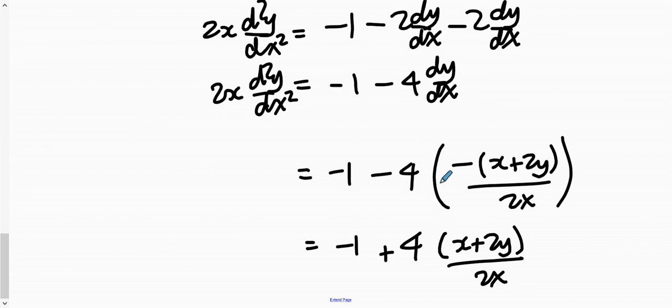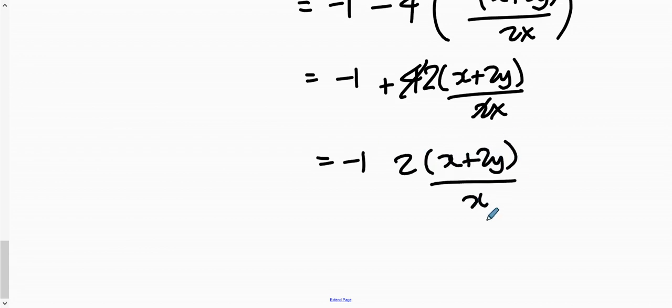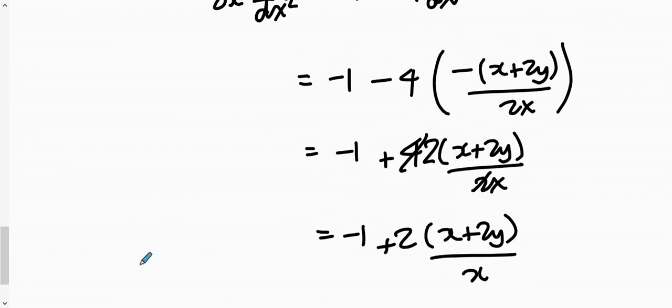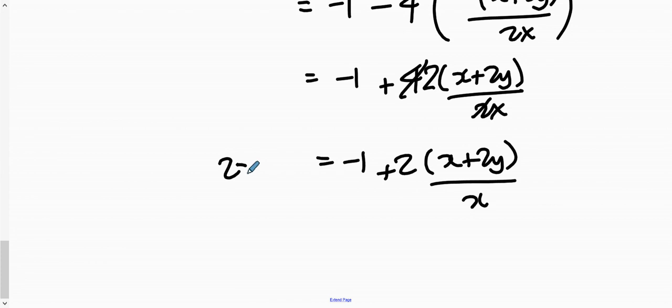And I've not bothered putting these brackets in because I've taken the negative away, so they're no longer required. And then the 4 and the 2 cancel, leaving 2. That's minus 1, 2x plus 2y over x. Sorry, missed out the plus there. And we've got 2x d2y by dx squared.